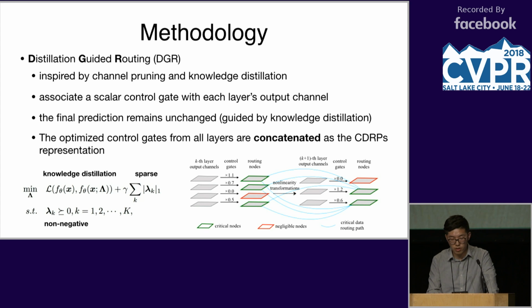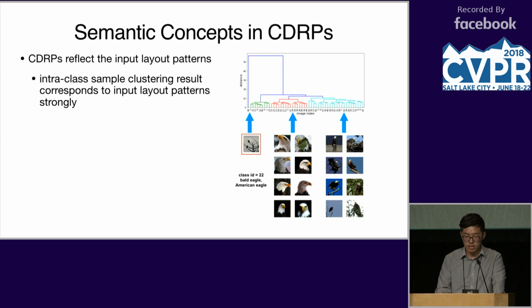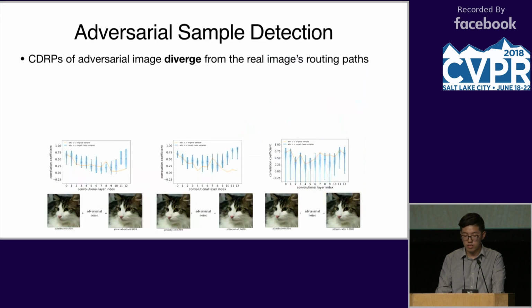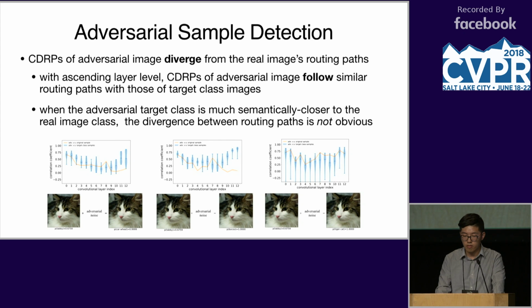In the experiments, we observed that CDRPS representation can reflect the input layout patterns. The red figure shows that interclass sample clustering result based on the whole CDRPS representation correspond to input layout patterns strongly. Human evaluation also confirms CDRPS capture better sample similarity than baseline methods. We also discovered that the CDRPS of adversarial images diverge from those of the real images and follow similar routing paths with those of target class images. However, the divergence is not obvious when the adversarial target class is much semantically closer to the real image class.